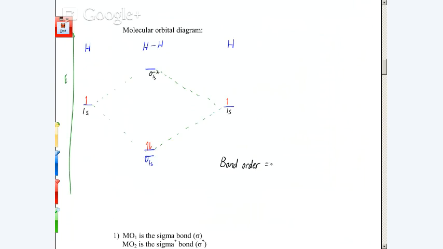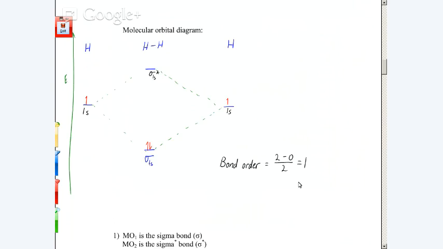Our bond order is going to be bonding electrons, which is how many? 2, minus antibonding electrons, 0, because there's no electrons in our antibonding orbital, divided by 2, which is 1. So that tells us that the molecular orbital theory predicts a single bond between hydrogen and hydrogen. And would you say that's probably an accurate prediction? Yeah, because that is what we see in a hydrogen molecule.